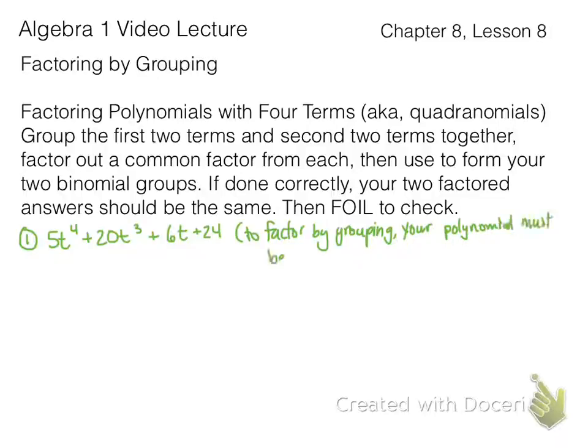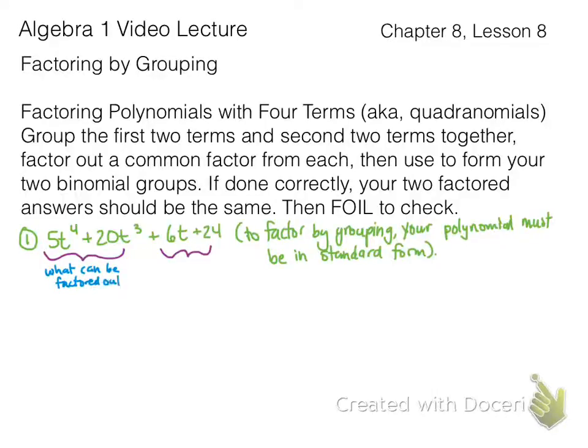To factor by grouping, your polynomial must be in standard form. Yes, it must be in standard form. It means that the highest degree exponent should be on the left and your lowest degree should be on the right, and it should go in descending order. Very important. Technically it can go in reverse order and still work out, but your factored answer will be a slightly different format, but still the same answer. Okay, so we're going to group these two together. The first two go together and the second two go together.